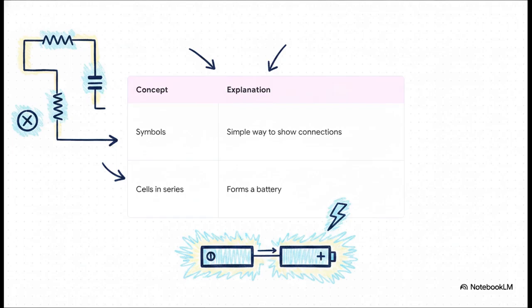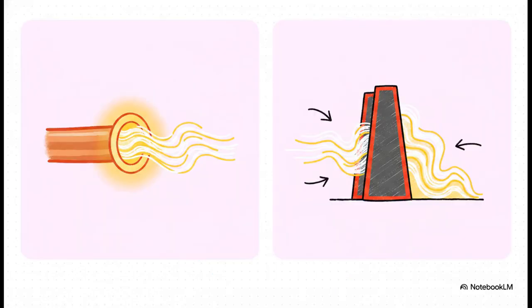And speaking of connections, for question 4, what does it mean when energy cells are connected in series? And what do we actually call that? Well, when cells are lined up right next to each other in a series, they form what we call a powerful battery.